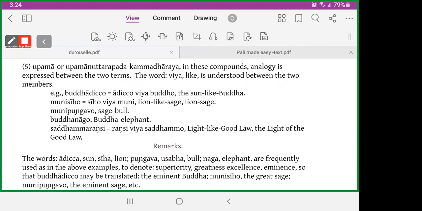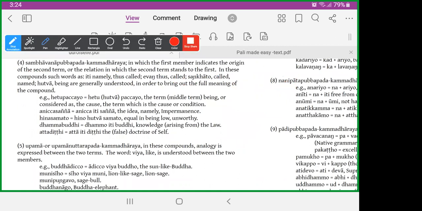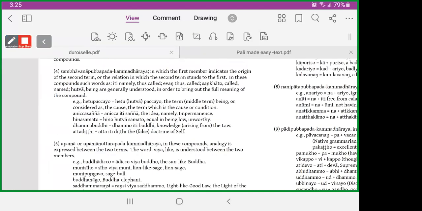Upama is the example. Compared to the previous one, you only can use hutwa. In the previous one you needed iti, evam, sankato, hutwa. Iti is namely, evam is thus, sankato is ko, hutwa is being. Compared to this number 4 and number 5, 4 is more theory and very difficult to understand because all these ideas are not easy to understand. But this upama, the analogy, is easy for people to understand. I think the other is more on philosophy, like the false doctrine, the false idea of self, the knowledge arising from law. Okay, let's look for another one.